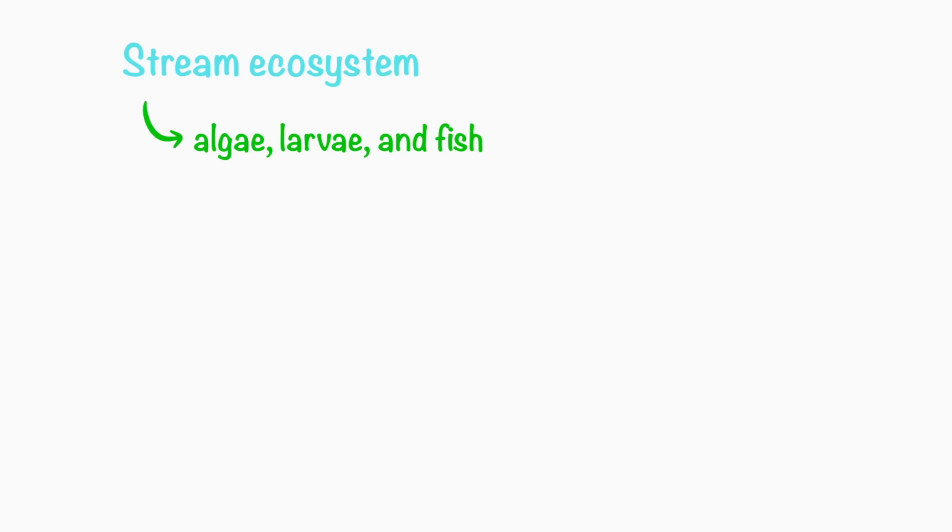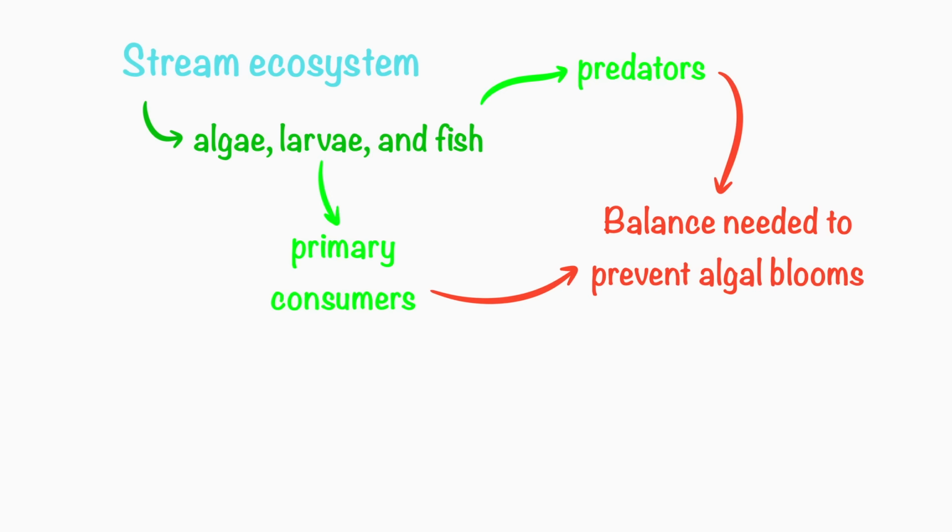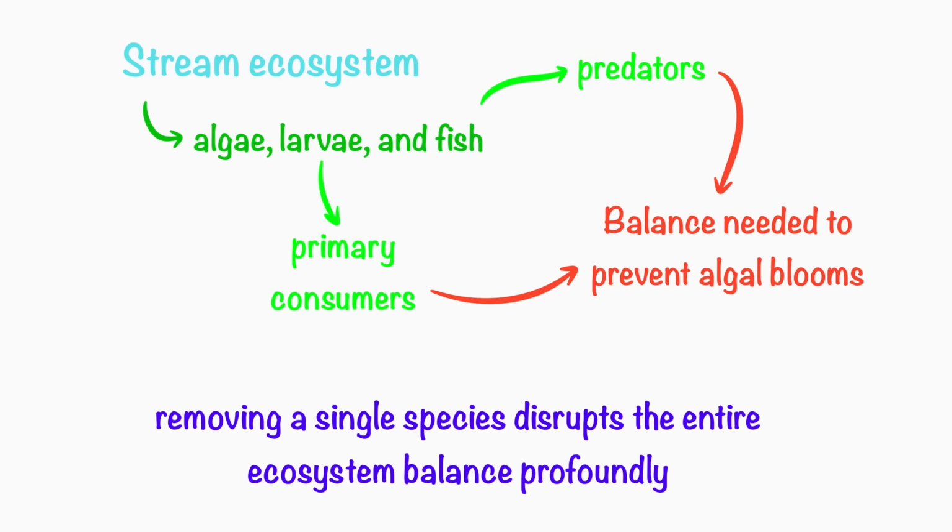Consider a stream ecosystem containing algae, larvae, and fish. Larvae serve as primary consumers, feeding on algae and controlling its growth whilst preventing harmful algal blooms. They also provide food for predators like fish, making them a crucial link in the aquatic food web. Without larvae consuming algae, algal populations may proliferate excessively, potentially creating blooms that reduce oxygen levels and affect water quality. This example illustrates how removing a single species disrupts the entire ecosystem balance profoundly.